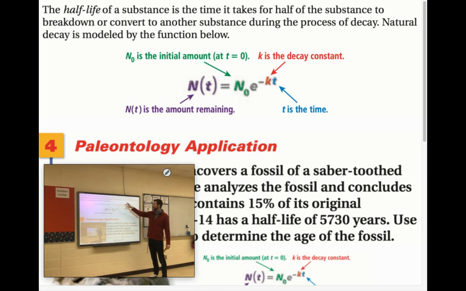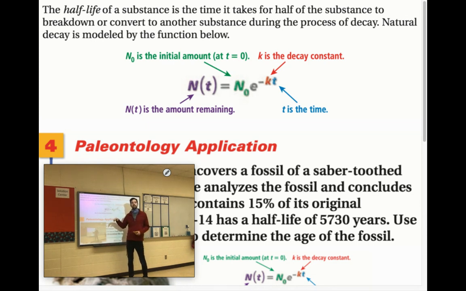The half-life of a substance is the time it takes for half of that substance to break down or convert to another substance during the process of decay. Natural decay is modeled by this formula. So N of T is the amount that's remaining.